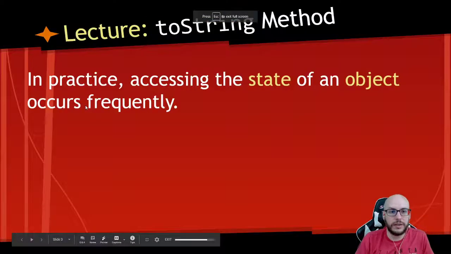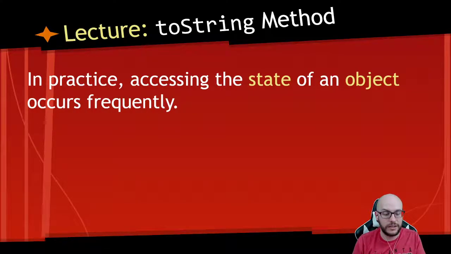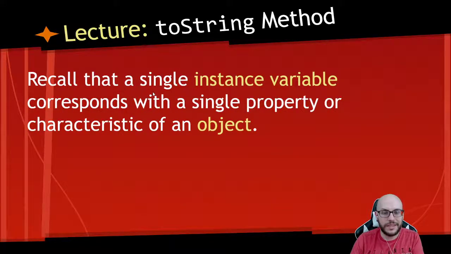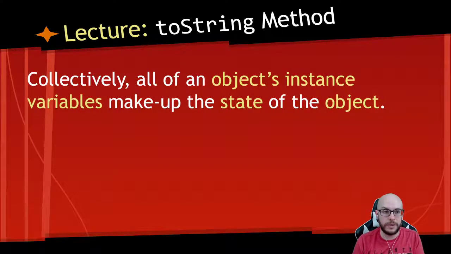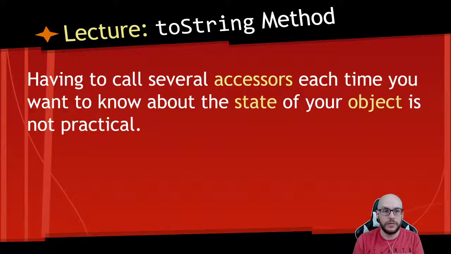So that's going to bring us into our next topic, which is talking about the toString method, because in practice, accessing the state of an object occurs frequently. What are we talking about? Well, state, a single instance variable corresponds with like a single property or characteristic, right? And my student first corresponds with like a first name of the student. That is a single property, a single attribute about my student. Collectively, all of the instance variables make up the state. In the case of my student, we're talking first name, last name, ID, and GPA. So when we talk about accessing the state of an object, we really mean accessing all of the instance variables.